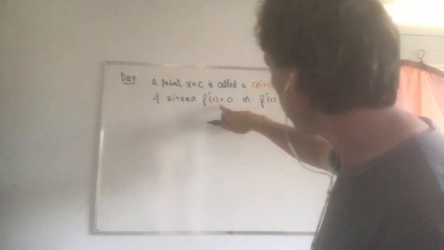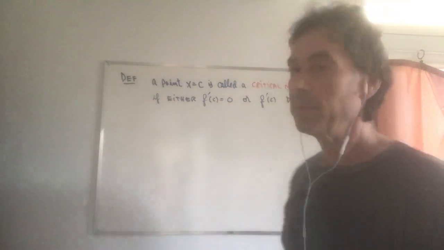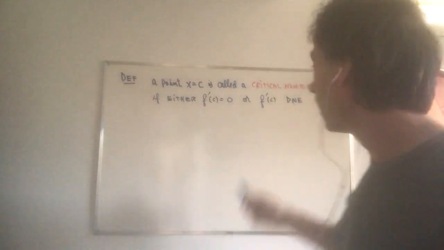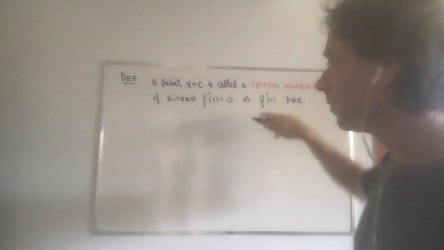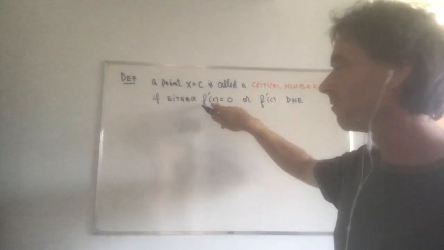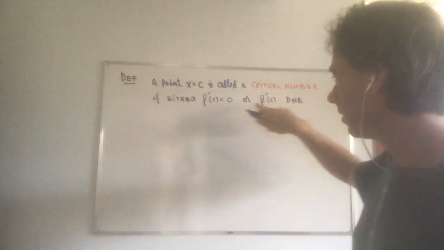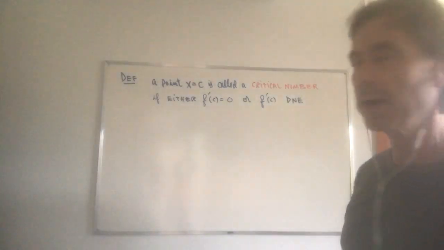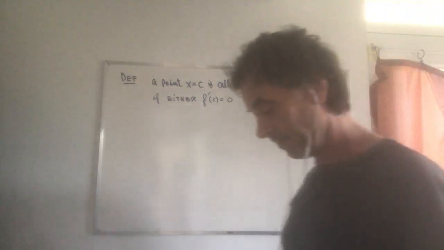So what does that mean? F prime of c equal to 0 means a horizontal tangent line. F prime at c does not exist, what does that mean? It's a cusp, right? So that corresponds to the first graph we saw on the previous whiteboard. That corresponds to the second one, right? Good.